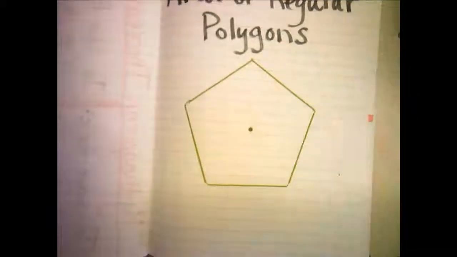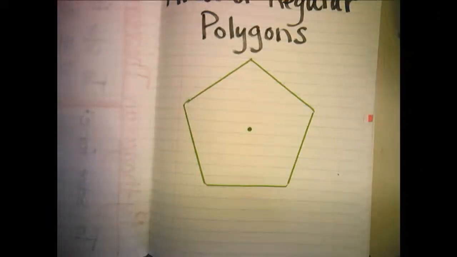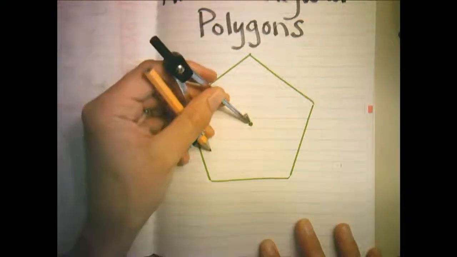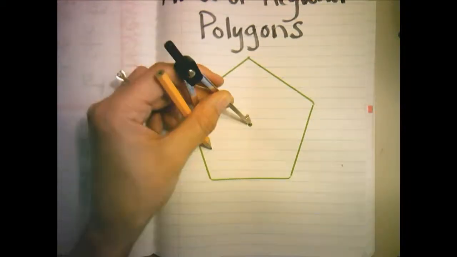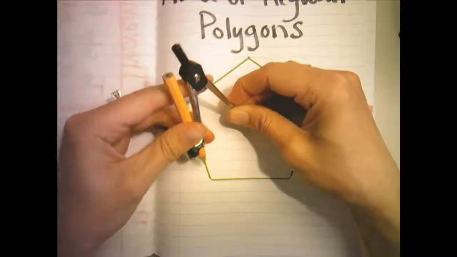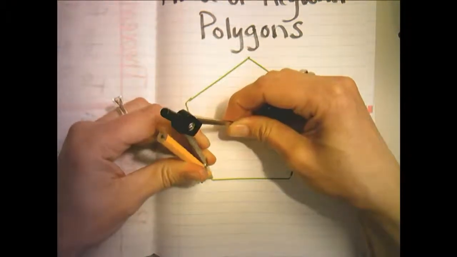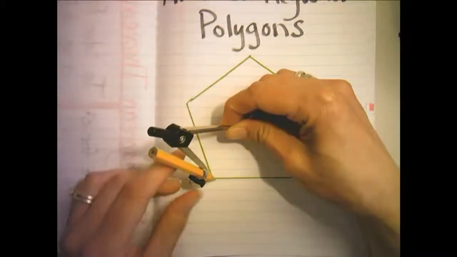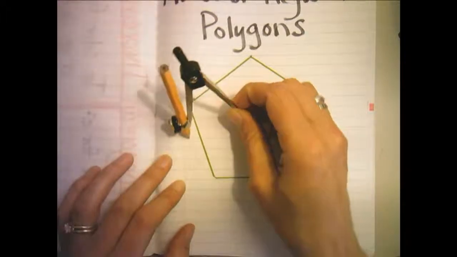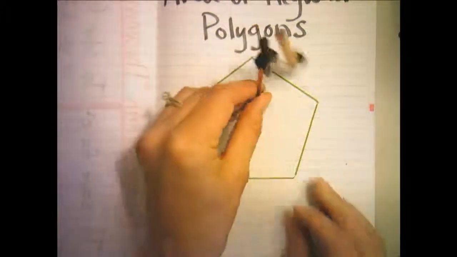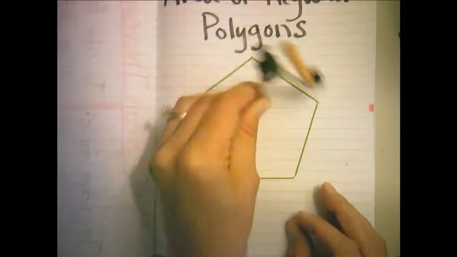I've got the center of my polygon marked. So I'd like you to take your compass, put the compass point right at the center of your polygon, adjust the width so that the pencil is on one of the vertices, one corner of the polygon. And then if you draw a circle, your circle should go through every vertex or every corner of your polygon.